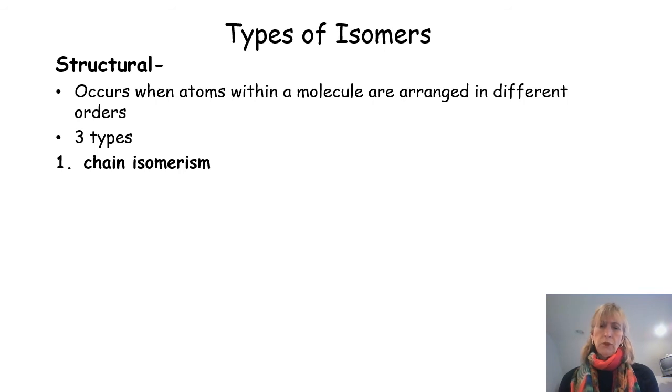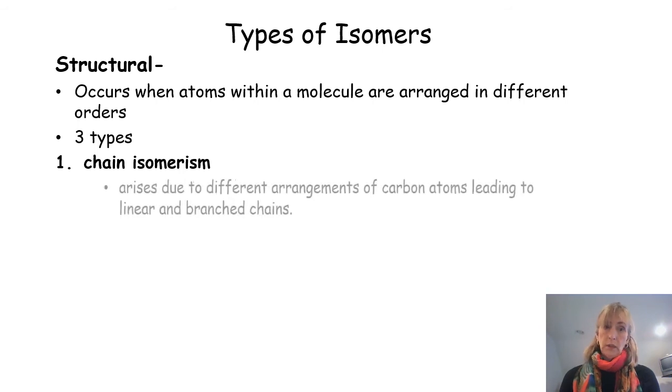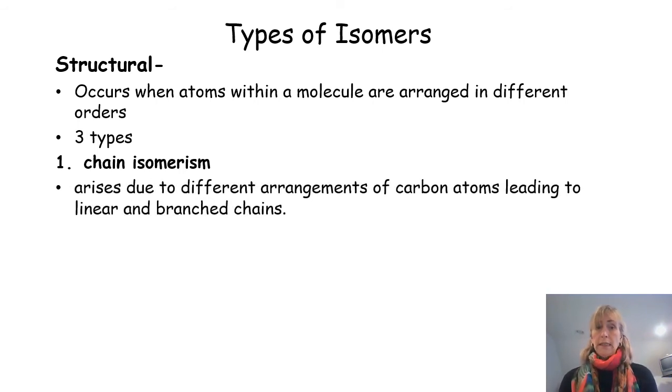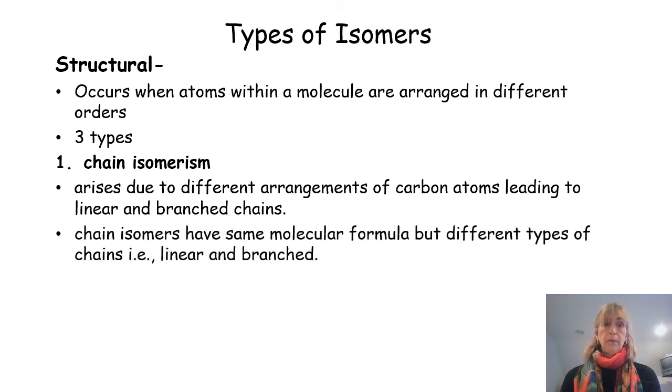The very first type of structural isomer that you might encounter would be chain isomers or chain isomerism. What does this mean? What is chain isomerism? Chain isomers arise due to different arrangements of your carbon atoms in a compound, and these different arrangements lead to linear and/or branched chains. Chain isomers have the same molecular formula, but their chains are going to be different. In other words, one might be straight chain, normal, linear, as we often say, and the other one might be branched.